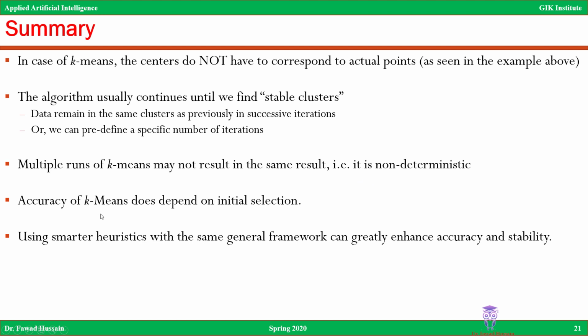And the accuracy of k-means does indeed depend on the initial selection of centers, and that's why we have different results for different runs, because we're not changing the Euclidean distance, but we are changing the initial centers. Therefore, choosing good initial centers is very important to getting good results. And finally, using smarter heuristics, for instance, I just showed you one with the same general framework, can greatly enhance your accuracy and your stability.